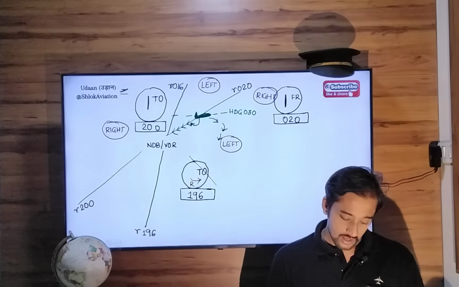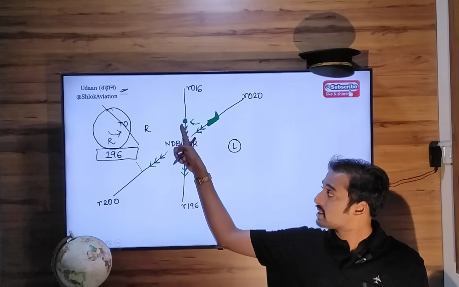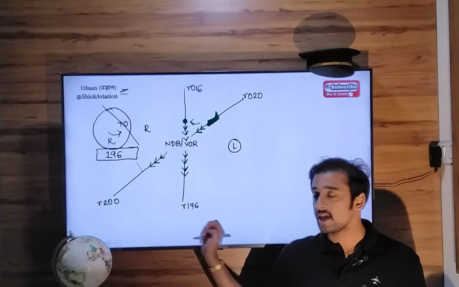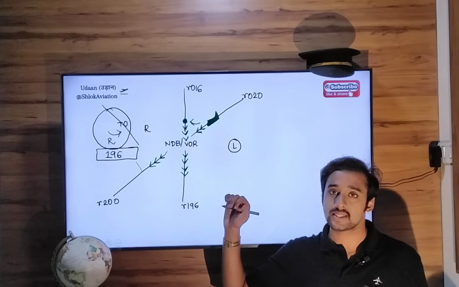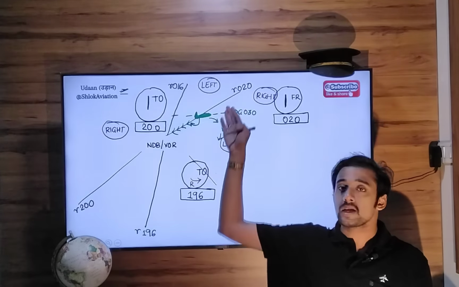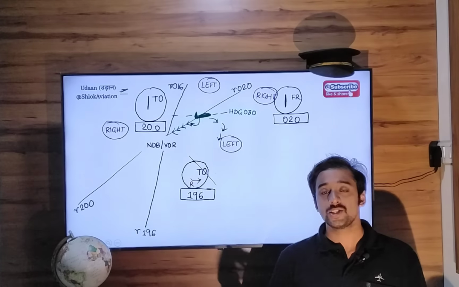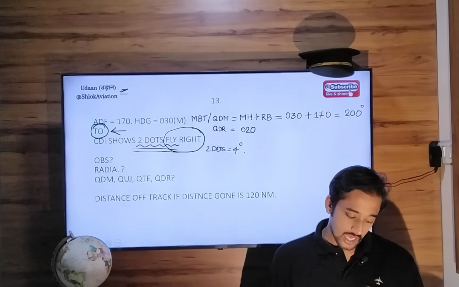Then flying towards the VOR station, you can make a right turn and then go to the VOR and then radial 196. Okay, so this is an example of normal sensing. But flying outbound and putting settings of inbound will generate a reverse sensing CDI needle. So let's answer these questions.